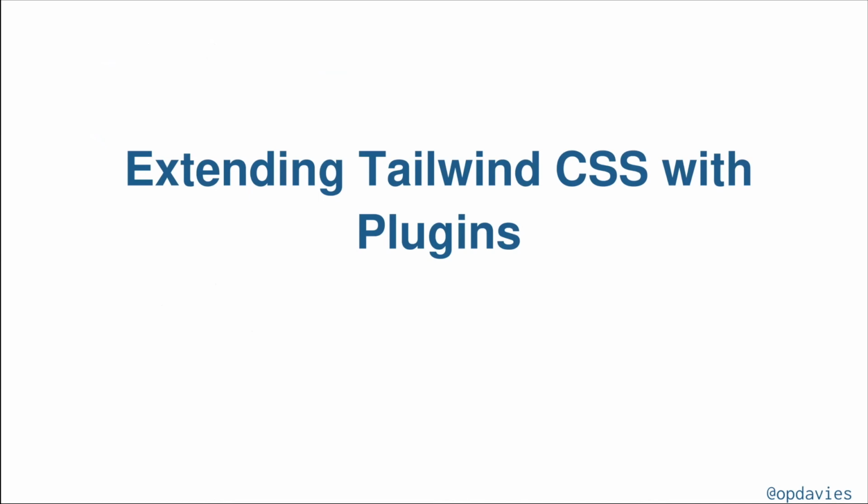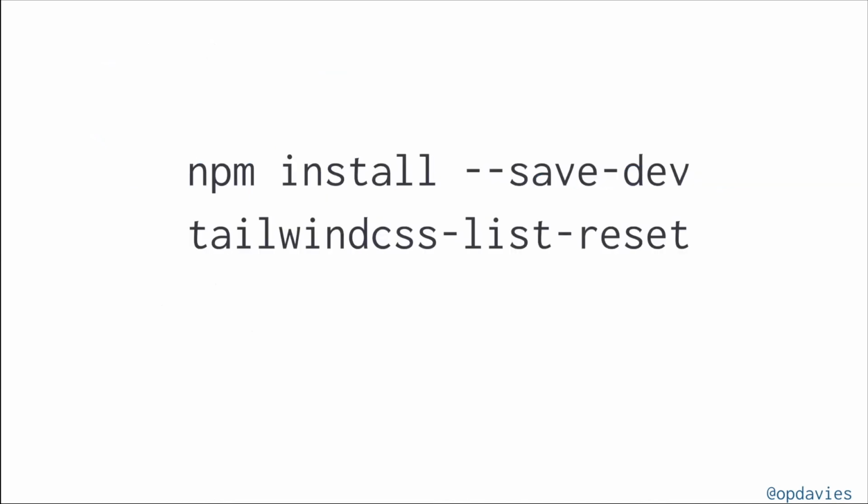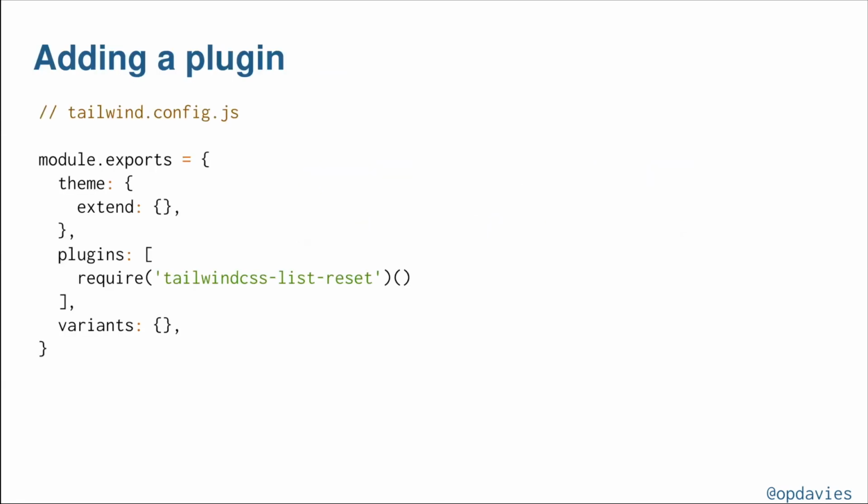So let's say, yeah, we can add it. We can extend plugins. Plugins as well are just npm packages. So here's one that I wrote. It's called Tailwind List Reset. This was a class that was added and removed before 1.0, but I was using it in some projects, so I decided to make a little plugin for it. Add it through npm, and let's add it to our plugins array in our Tailwind config file.